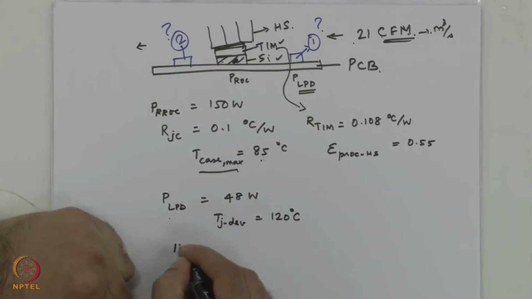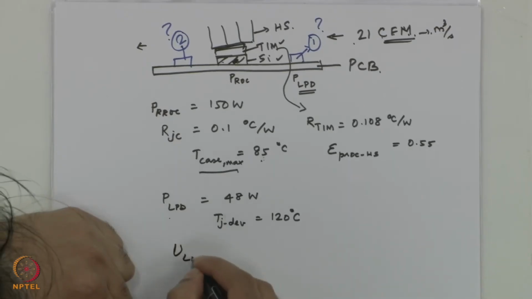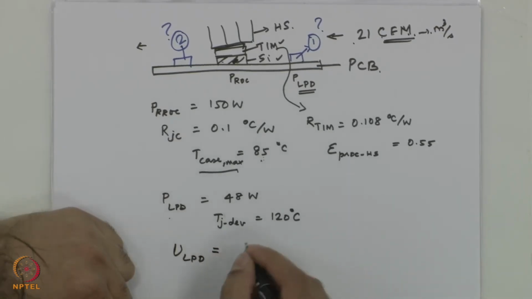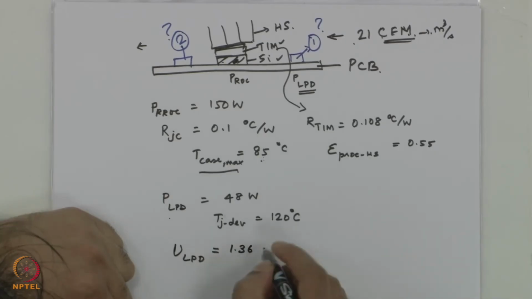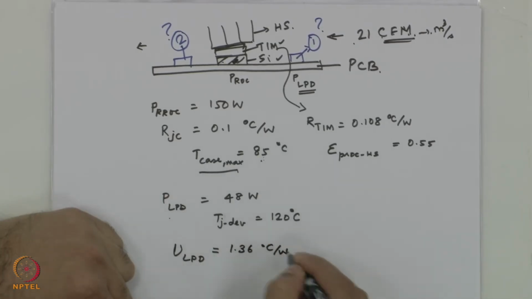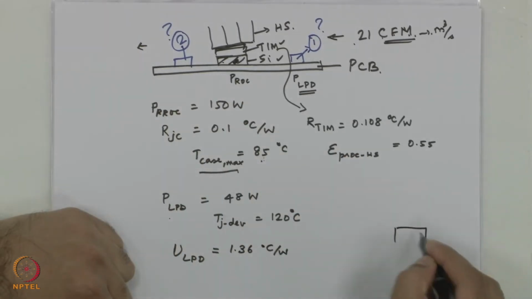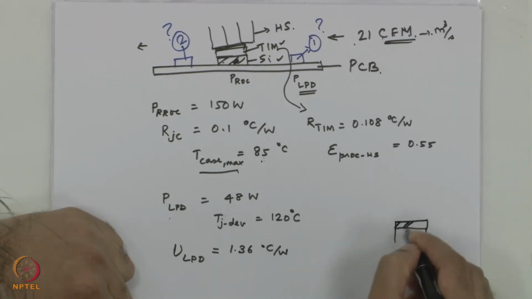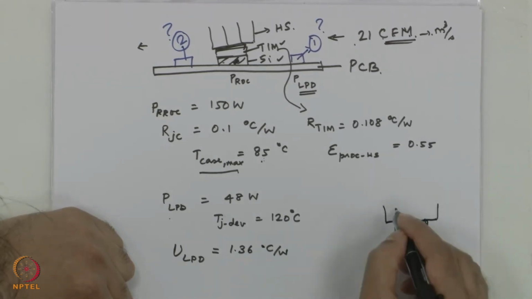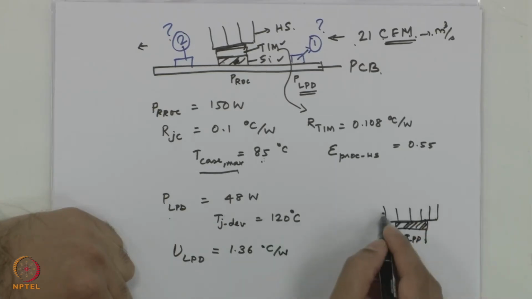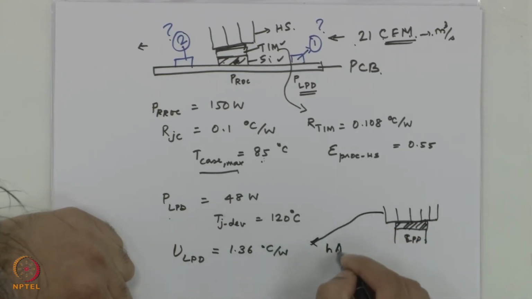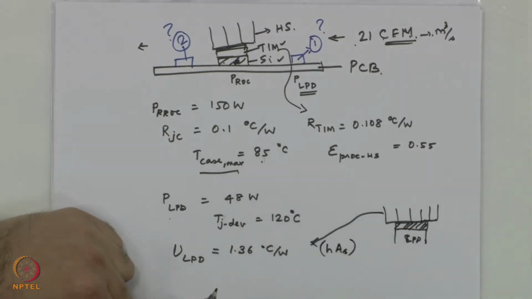And the low power device has a heat sink convective conductance, and again the thermal conductivity of its interface material. The low power device also comes with, if this is the low power device, it has a thermal interface material and a heat sink sits on it. So, the convective conductance, which is H times A, is given as 1.36 watt per degree C.